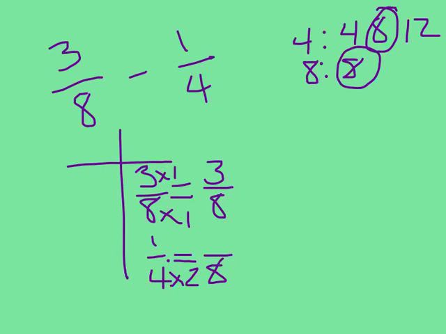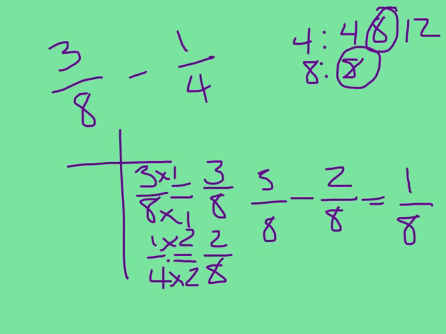Well, 4 times 2 is 8. 1 times 2 is 2. So 1/4 is equal to 2/8. Now I can subtract. What's 3/8 minus 2/8? The correct answer is 1/8. I subtract my numerators. 3 minus 2 is 1.